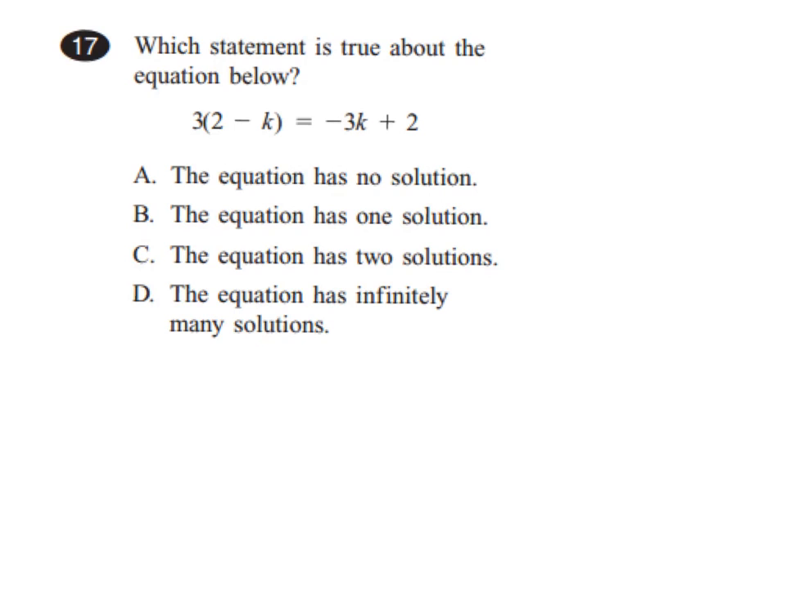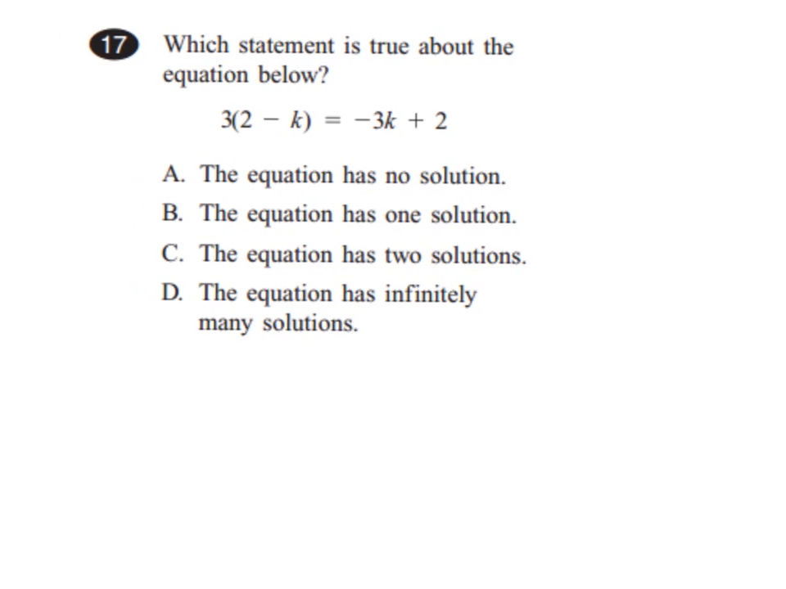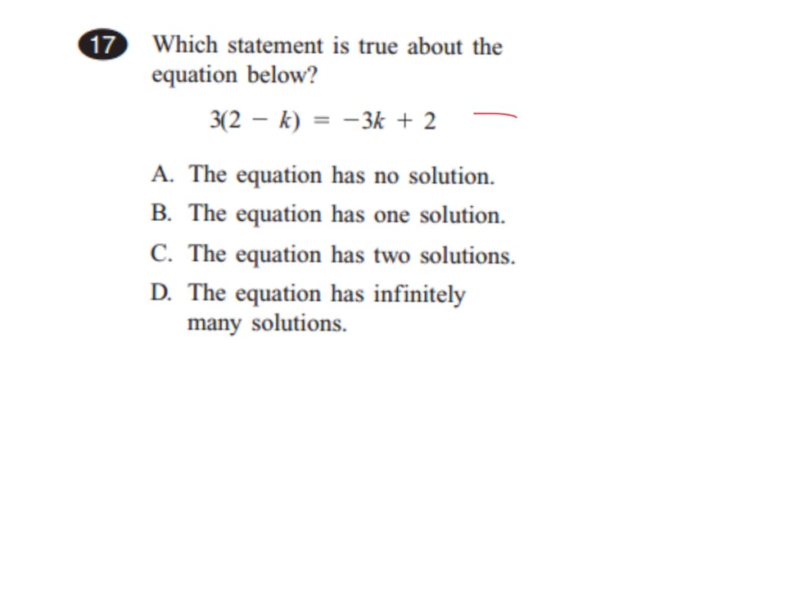So I'm going to rewrite the equation as, with the distributive property on the left, 6 minus 3k is equal to negative 3k plus 2. And immediately we can see the negative 3k's on both sides are the same, and it would never be possible to have 2 equal to 6. So this equation has no solution.